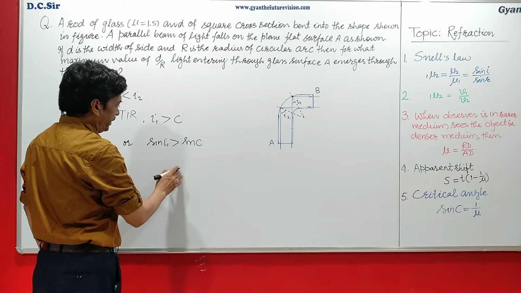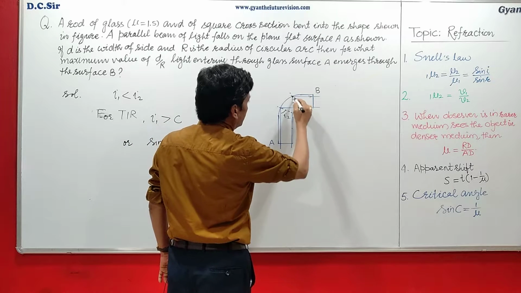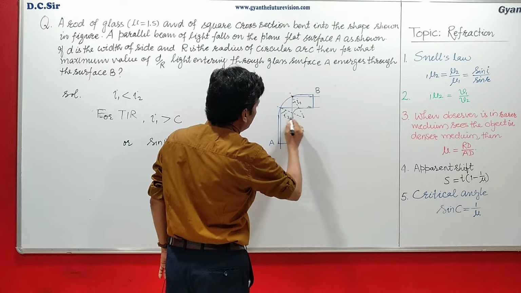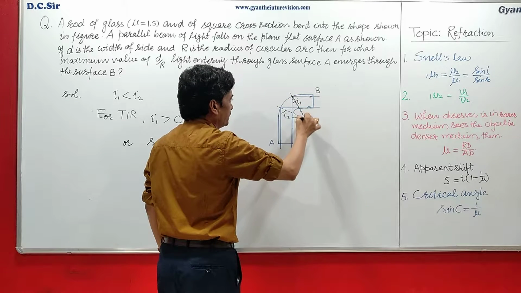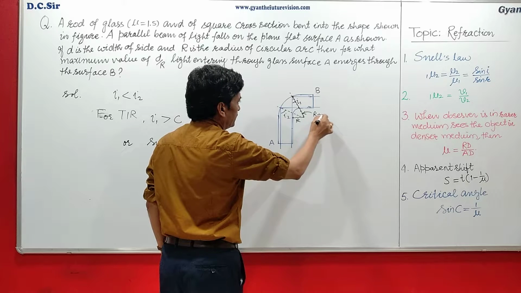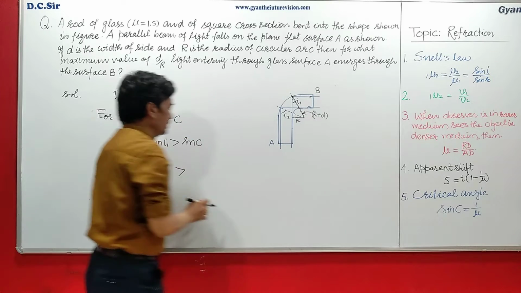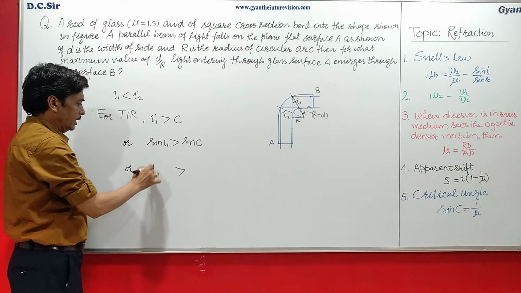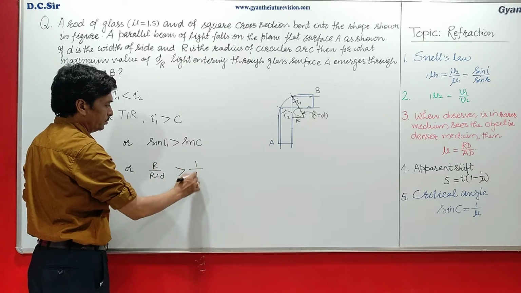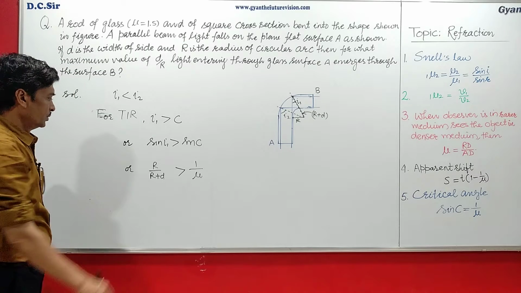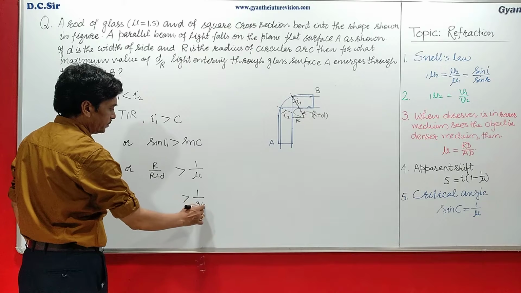Here, from the geometry we see, this is I, this is the radius R, and this will be the total length R plus D. So sin I1 from this triangle can be written as R upon R plus D. And sin C is 1 upon mu. On substituting the value of mu, we have 1 upon 3 by 2.